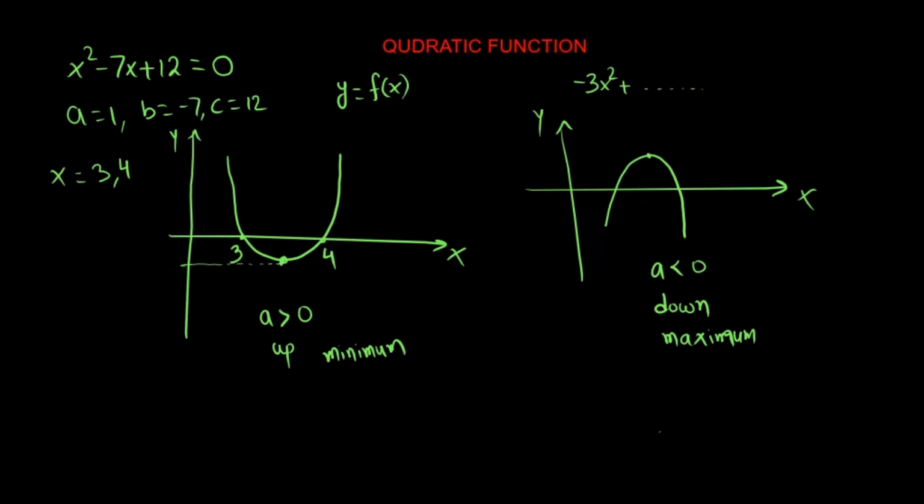To find the vertex, just like every other point, the vertex will have x and y coordinate. The x value is the midpoint of the x-intercepts. And to find the midpoint of two given numbers, all you have to do is find the average of those numbers. So you do 3 plus 4 over 2, which is 3.5. That means the x value of this vertex is at 3.5.